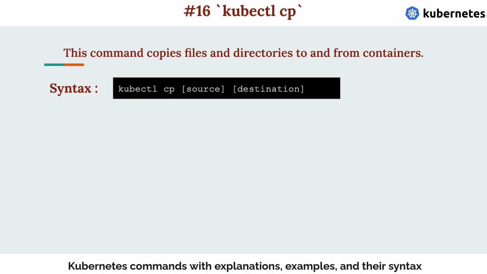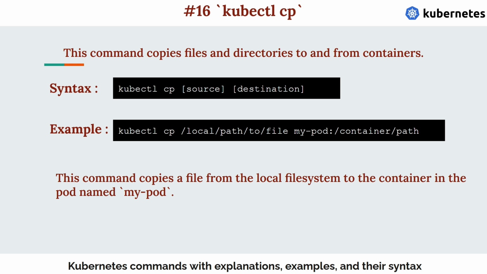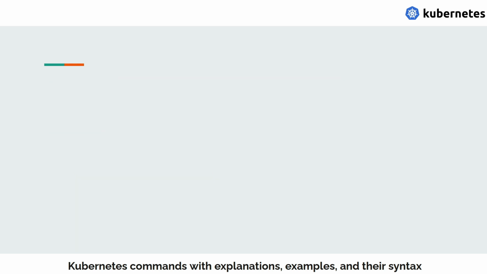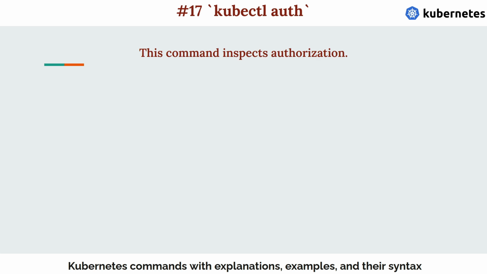Let's see the syntax. The usage of the kubectl cp command starts with the kubectl cp keyword, then source and destination. This command copies a file from the local file system to the container in the pod named mypod. Next command is kubectl auth. This command inspects authorization.